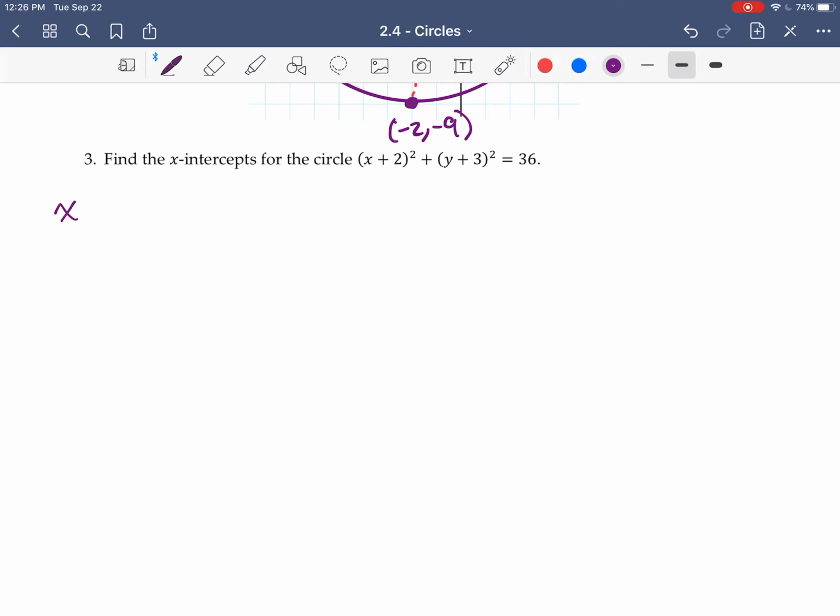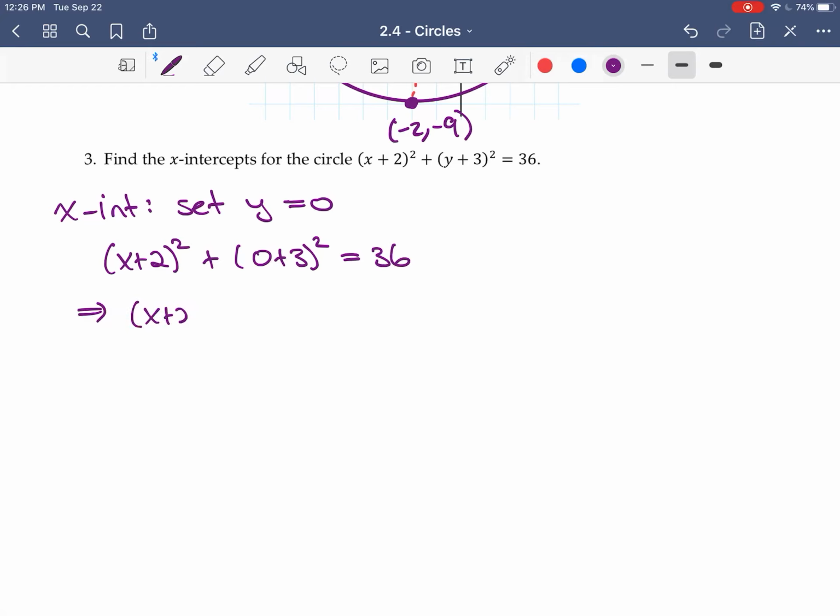Okay, so the x-intercept means that we're going to set y to be 0. So that means I'm going to have (x + 2)² + (0 + 3)² = 36. So that gives me (x + 2)² plus 9, since 3 squared is 9, equals 36. So if I subtract 9 on both sides, that's going to give me (x + 2)² = 27.